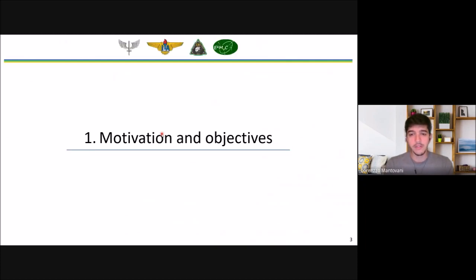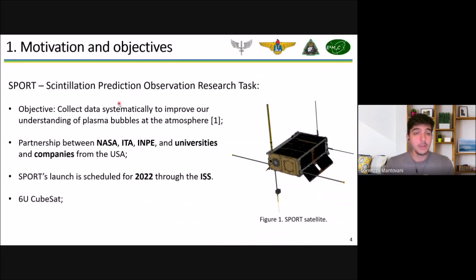So talking about the motivation and objectives. The main motivation of this work is the sport satellite, and it stands for Scintillation Prediction Observations Research Task. And the objective of this mission is to collect data from the ionosphere to improve our understanding of plasma bubbles. And this mission is being developed in partnership between NASA, ITA, INPE, universities, and companies from the United States.